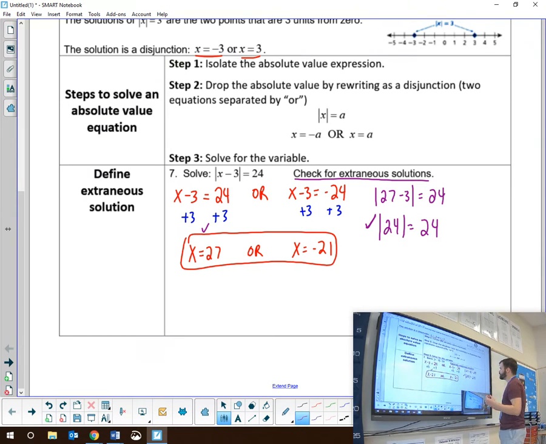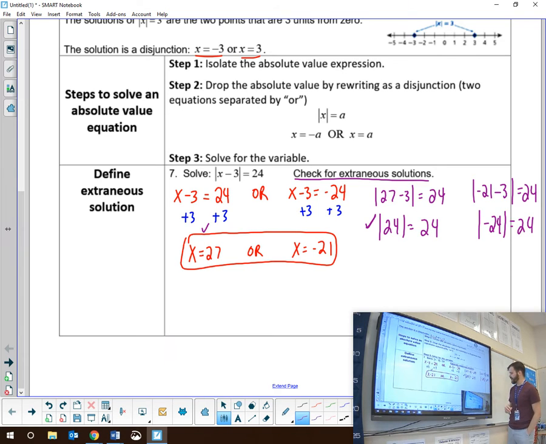Now let's try negative 21. What if we plugged in negative 21? Would that work? Let's see, the absolute value of negative 21 minus 3, does that equal 24? Well, negative 21 minus 3 is negative 24.